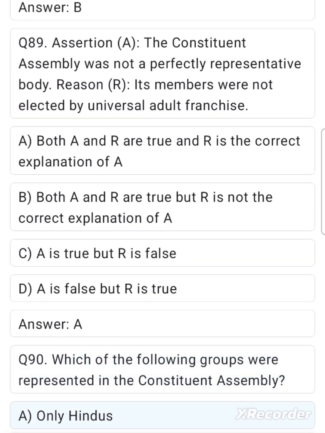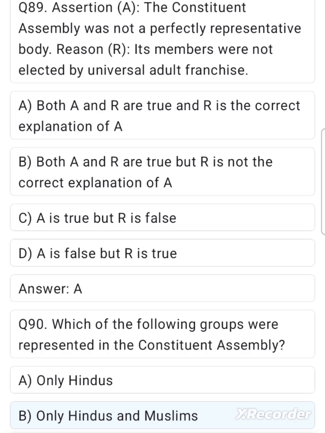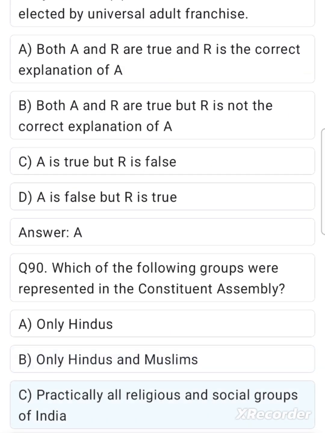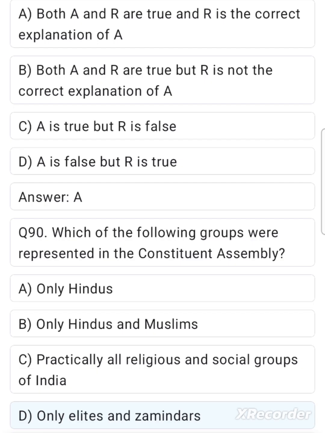A. Only Hindus. B. Only Hindus and Muslims. C. Practically all religious and social groups of India. D. Only elites and zamindars.